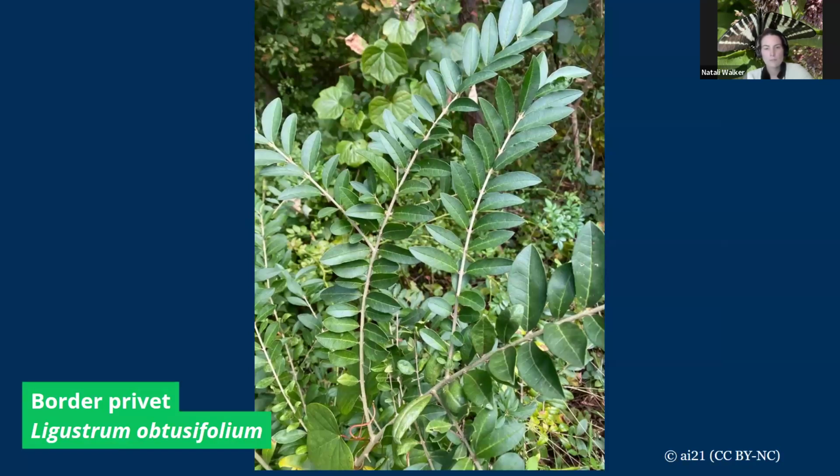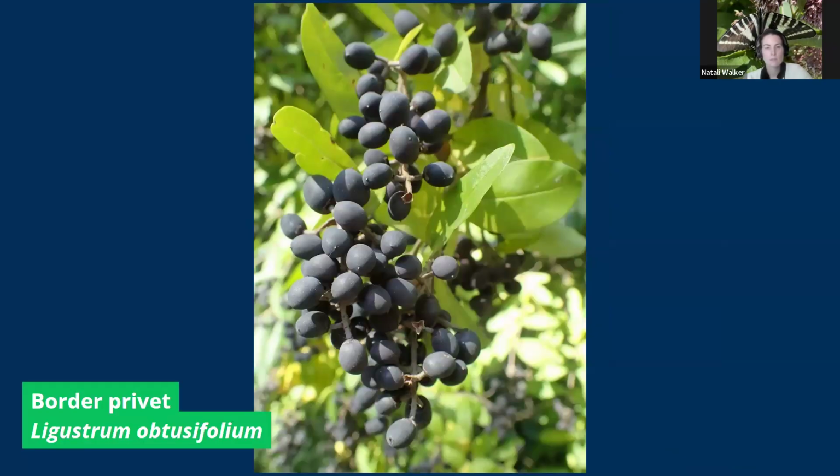So border privet has opposite leaves along the stem. They are dark green, kind of leathery, and the leaf edges are smooth and not serrated. This is what border privet fruit is starting to look like now. It's a dark bluish purpley black color, and it is spread by birds.